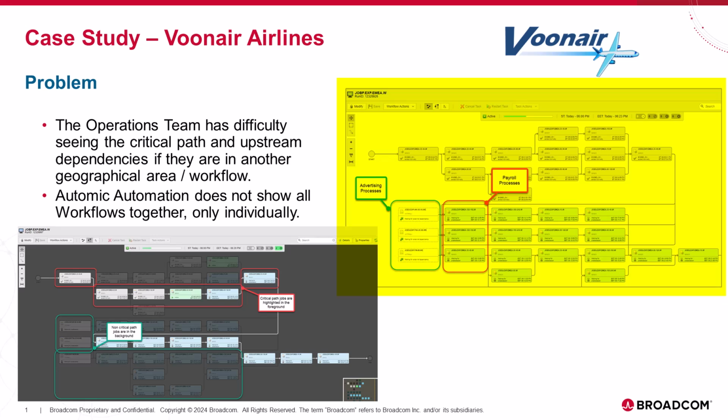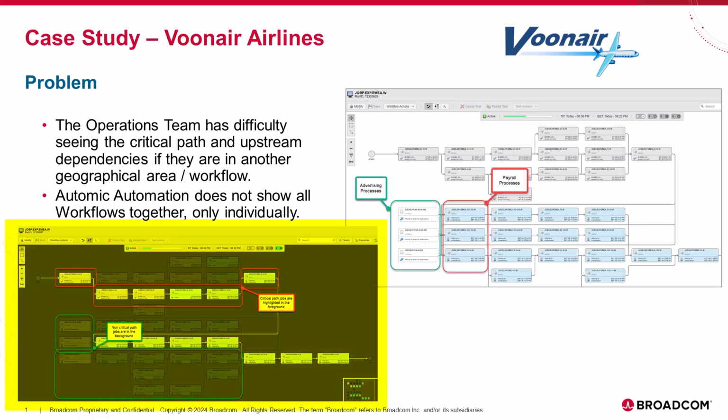We can see the main EMEA workflow here and the payroll process in red, waiting on the advertising processes in green as external dependencies. We can also see the critical path of the main EMEA workflow. Critical path jobs stand out in the foreground, while non-critical path jobs are in the background. However, it is not possible to see the details of those external dependencies that the payroll process is waiting on. This can't be seen without opening up each of those specific advertising workflows.